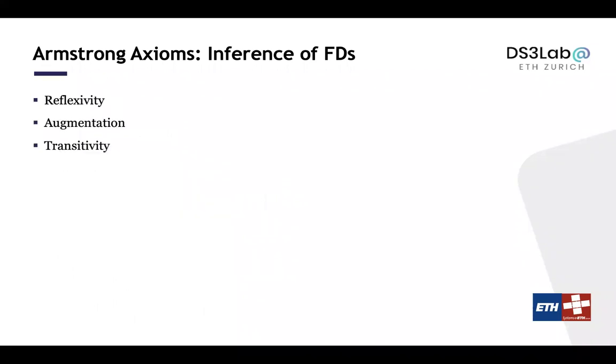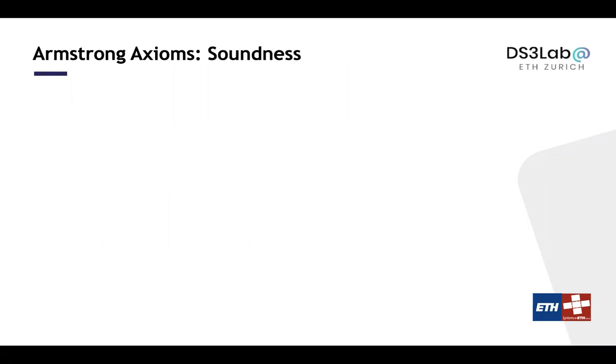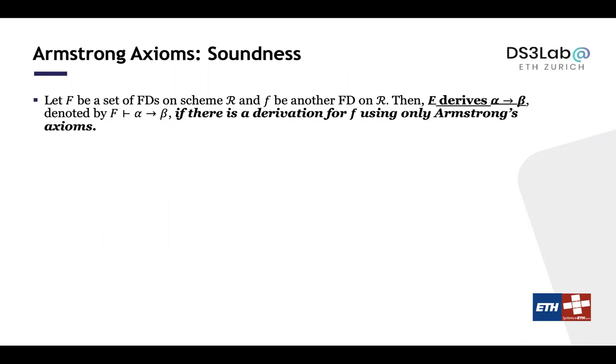So if you put these three rules together, all of their semantic soundness is simple and natural, but what's amazing is that putting these three axioms together gives you an inference system that is both complete and sound. And that's something we are going to look at. So first, before we talk about soundness, let's try to formally define what we mean by that.